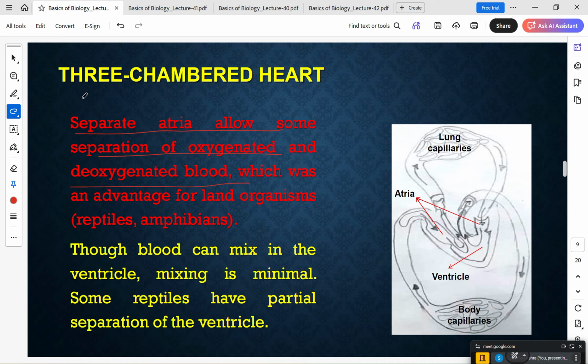Whereas in a three-chambered heart, because there is a separate atria, there is a left atrium and a right atrium, but a single ventricle. This is primarily seen in land organisms such as reptiles and amphibians. There is some mixing of the blood in the ventricle, but the mixing is minimal, and even within this there are certain reptiles such as crocodiles which have a partial separation of the ventricle, so they essentially technically have a four-chambered heart.